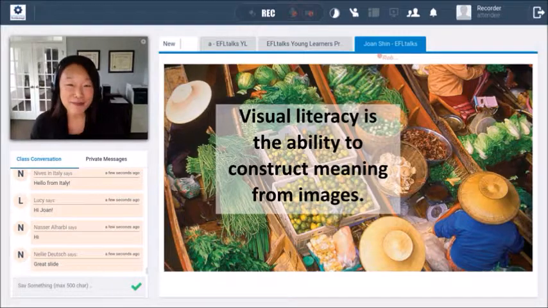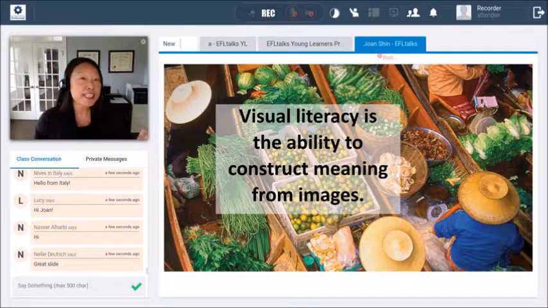So if I asked you to read this image, you may be able to figure out that this is a photo of a floating market in Thailand. But of course, just like reading text, you need background knowledge and specific skills in order to do so.